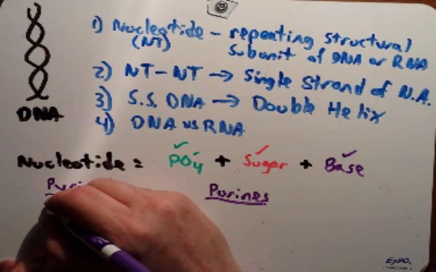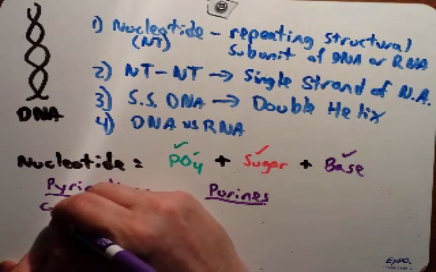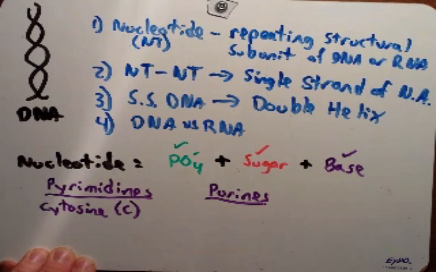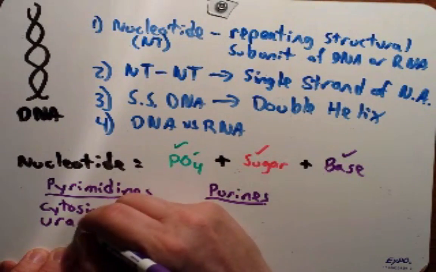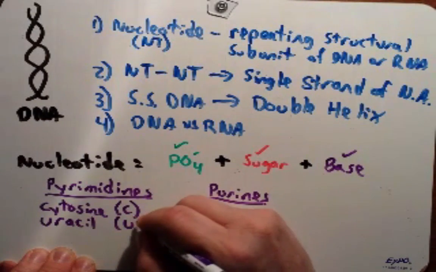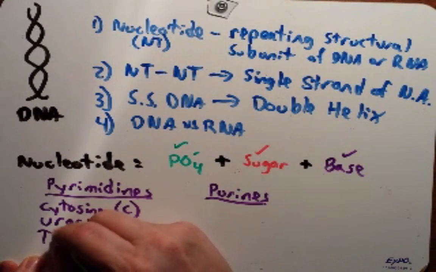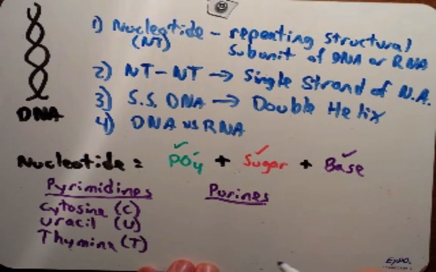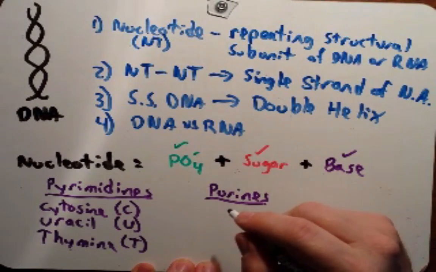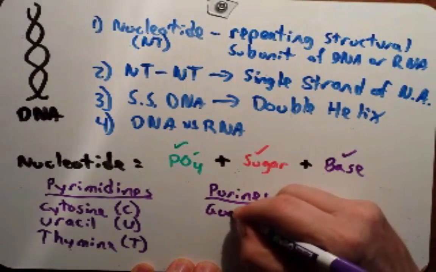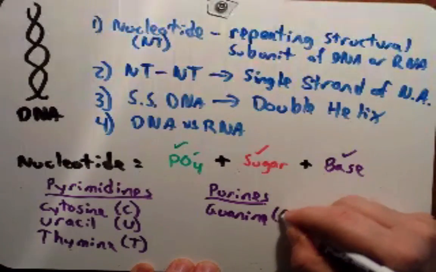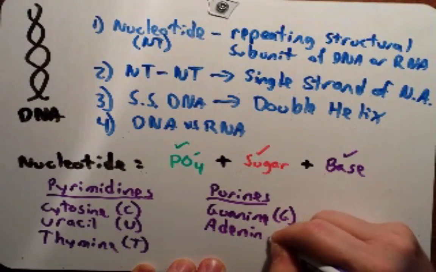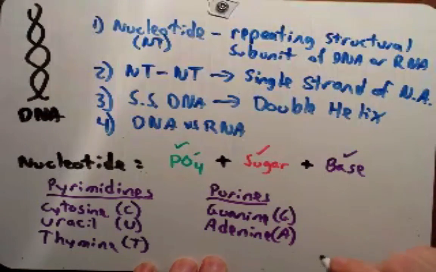The pyrimidines can be one of 3: cytosine, and we often just abbreviate that with a C; uracil, which we often abbreviate with just a U; and thymine, which we abbreviate as a T. Purines can be one of 2. They can be guanine, which we often abbreviate just as G, or they can be adenine, which we often abbreviate as just A.